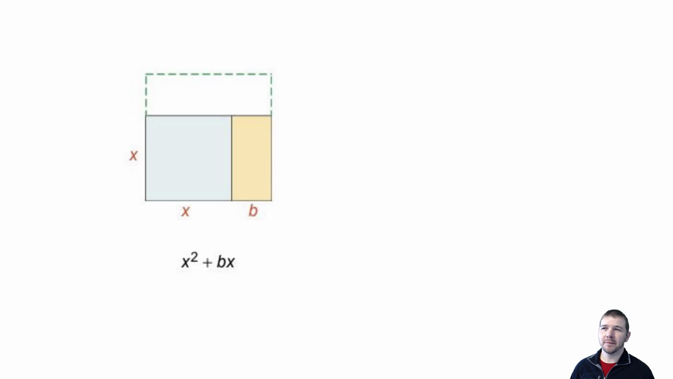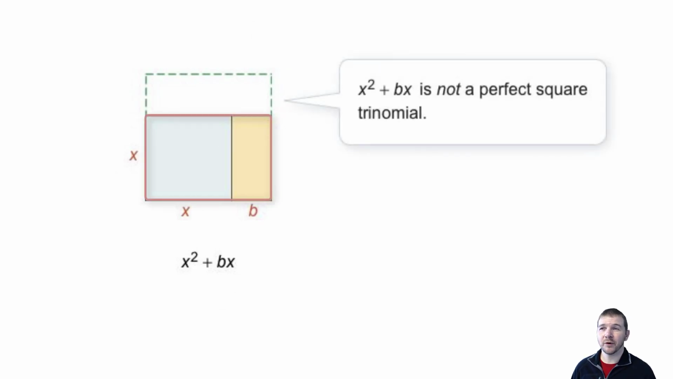Now looking at these shapes combined, they form a non-square rectangle. As pointed out here, x squared plus bx is not a perfect square trinomial. The green dashed lines indicate the region that we're missing in order to form a perfect square, or perfect square trinomial.